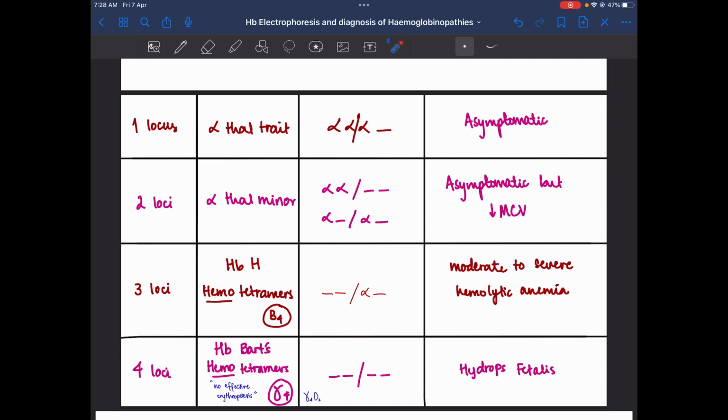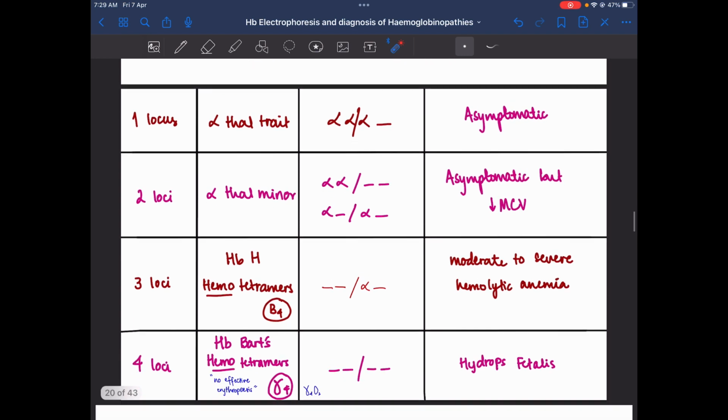So you're going to have 3 loci that are mutated, and so only one of the alpha genes is actually working, and this is going to lead to a 75% reduction in the alpha globin chain production. And as you can imagine, it's going to lead to pretty severe symptoms, moderate to severe hemolytic anemia. Now, this is the kind of anemia that's going to require transfusions. The patient's going to have symptoms of weakness and the typical classical symptoms of anemia.